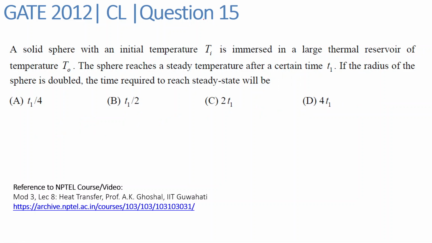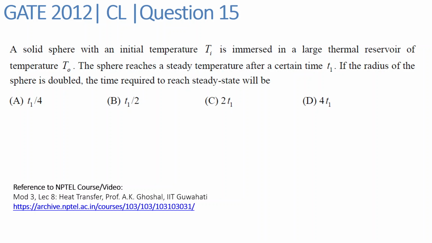This is question 15 of GATE 2012 Chemical Engineering paper. The question is, a solid sphere with an initial temperature Ti is immersed in a large thermal reservoir of temperature T0. The sphere reaches a steady state temperature after a certain time T1. If the radius of the sphere is doubled, the time required to reach the steady state is dash.